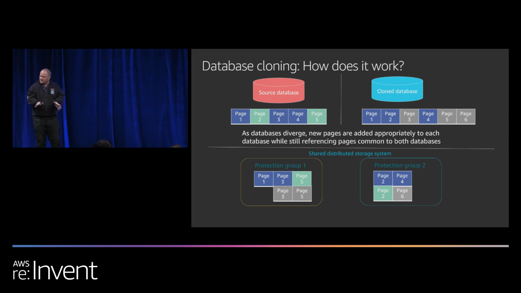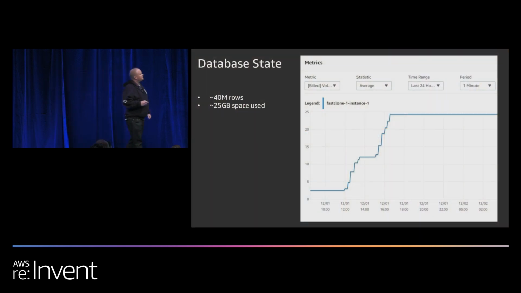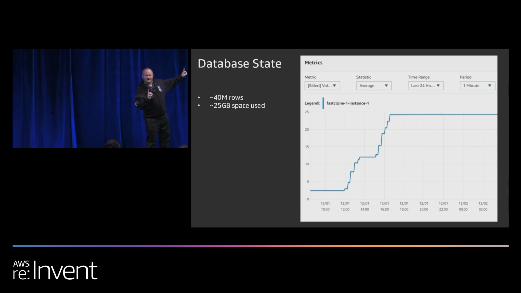So as it diverges, it needs to store more data. But anything that's the same, the union between them, is the same storage. And that's also the storage that you actually pay for. So if we take a look at an example here, we inserted 40 million rows, not exactly 40 million rows. As you can see, it's approximately 40 million rows. And it generated approximately 25 gigabytes.